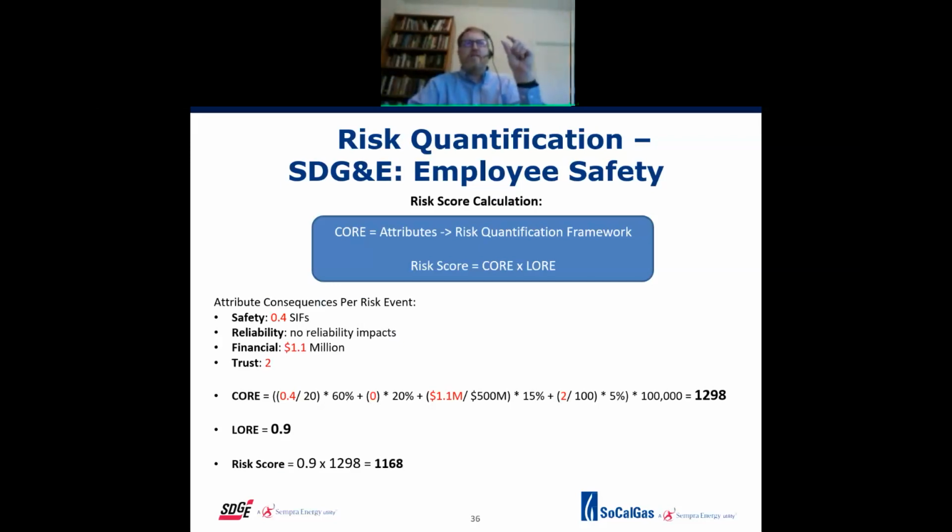Figure out how bad the event is, the expected value of those events if they were to happen at the risk level. Put the core through the MAVF to get a score, multiply by, in our case, the frequency, and that's your risk score. Any questions on the SDG&E example?